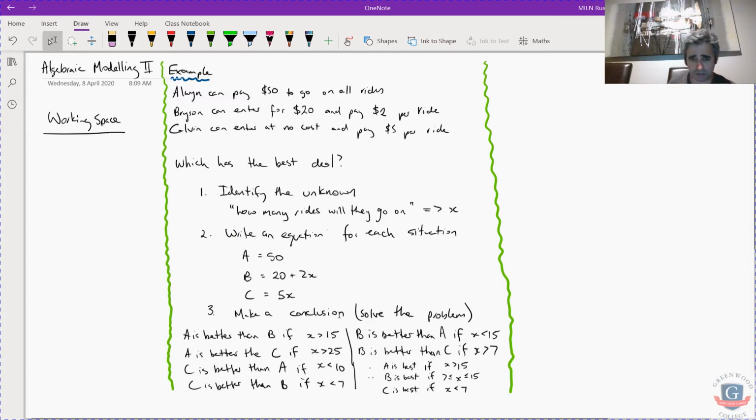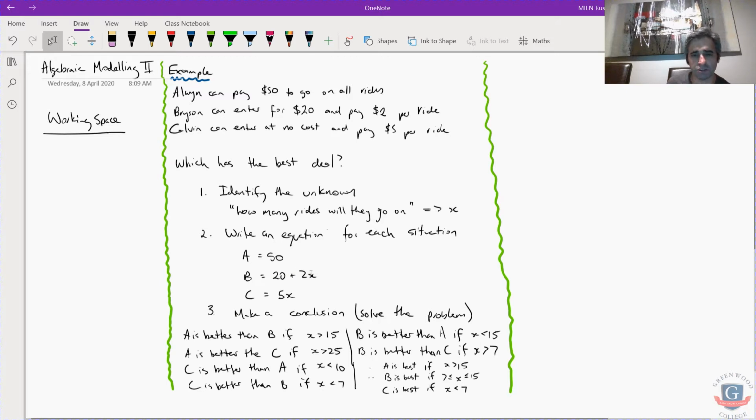Now later in the year, I'll show you a different way of working this out, but for now we don't have a lot of solving ability, so we're just going to have to do a bit of trial and error. So let's look at A and B. So if A is 50, when is B better than A?